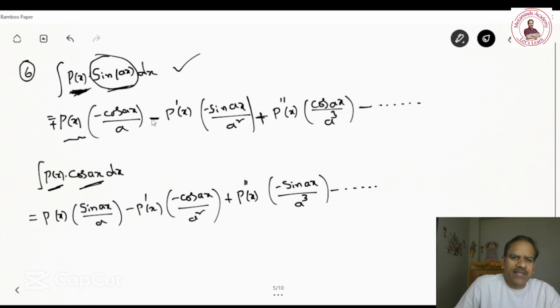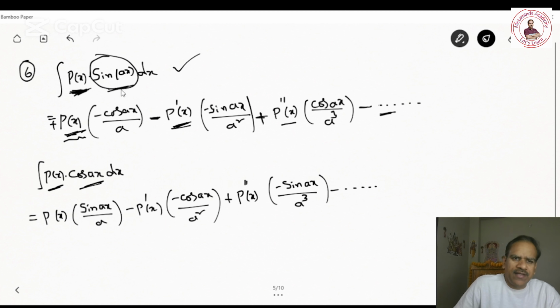So you must get minus here, and then derivative of polynomial. Here you have p of x, here you have derivative. So first term you have to take the derivative of polynomial, and you have to take the integration of the trigonometric term. That is the concept here. So polynomial and its derivative p dash and its derivative p double dash, next term p triple dash, like that.